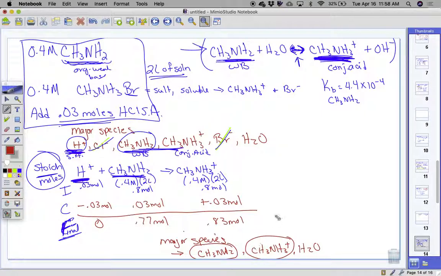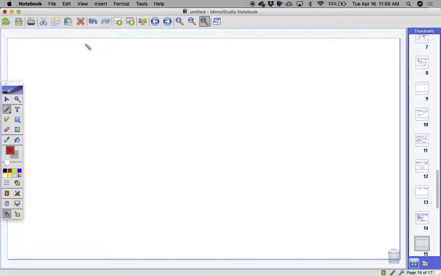All right, so let's do it in an ice table just to stay consistent. Now we're going to worry about this weak base dissociation. What are we trying to find? The pH. Is it worth it?